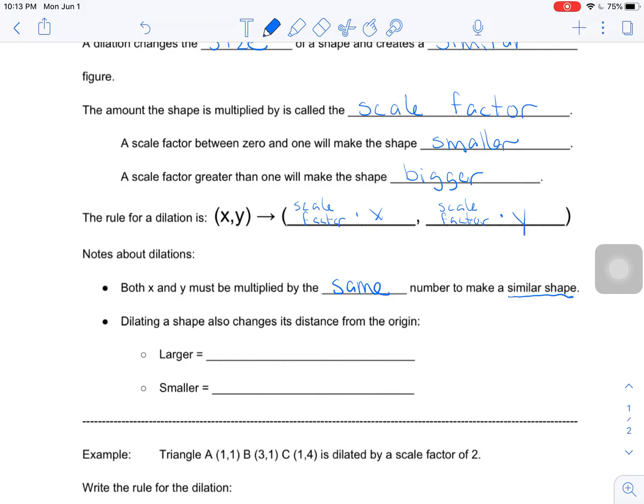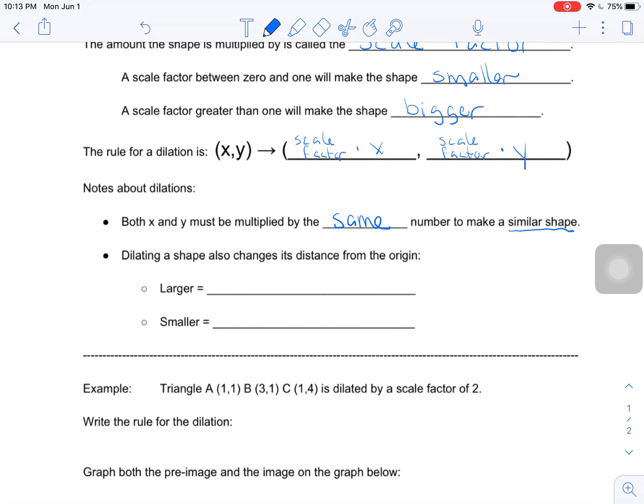Now, there's also something else interesting that a dilation does, and I'm pointing this out because it is a common mistake that people make when they're trying to dilate shapes on a graph. By pointing it out to you, hopefully you can avoid making that mistake. Dilating shapes on a graph has an interesting side effect. Dilating a shape also changes how far the shape is away from the origin, or 0, 0 on the graph. So if you make a shape larger, that's going to actually push the shape farther from the origin.